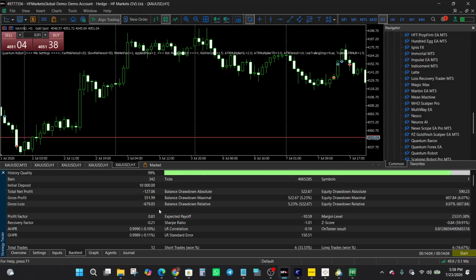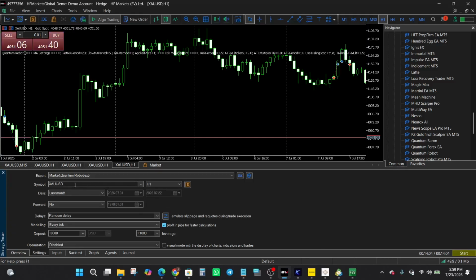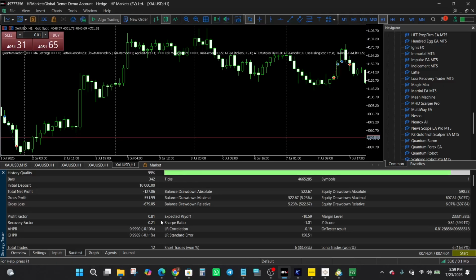For this review, the strategy tester report was generated using XAU-USD, covering the 1st of July to the 22nd of July 2026. So it's roughly around 3 weeks of market data. The test also used high quality historical data. 99% history quality is what we have here, providing a reliable basis for reviewing the EA's historical behavior.